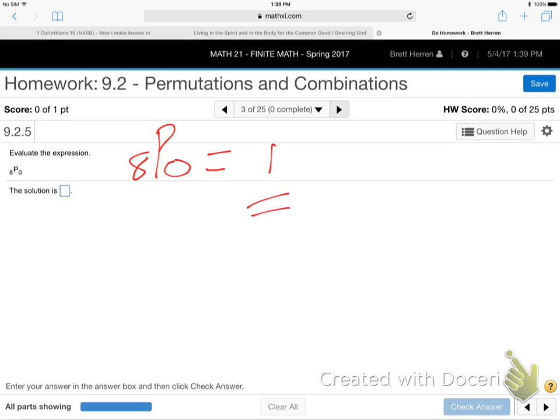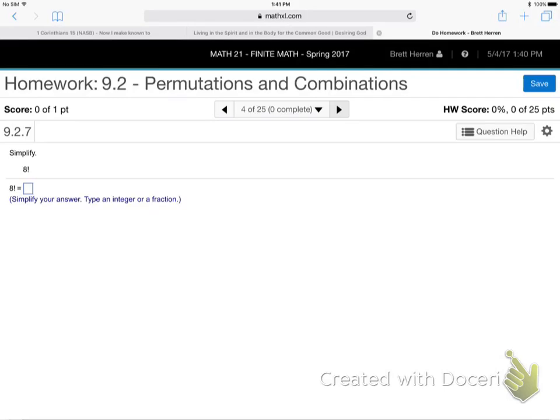All right, anyway, you guys able to get that? For right now, it means nothing in the real world, but we'll get to it. 8 exclamation point just means 8 factorial. The official word for that exclamation point is factorial.